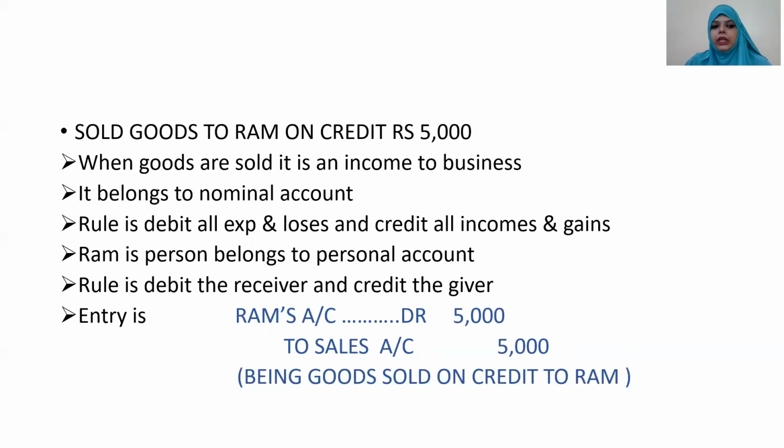It belongs to the nominal account. So the rule for the nominal account is debit all expenses and losses and credit all incomes and gains. Next, Ram is a personal account. So debit the receiver and credit the giver. So the entry is Ram's account debited rupees 5,000 to sales account rupees 5,000.